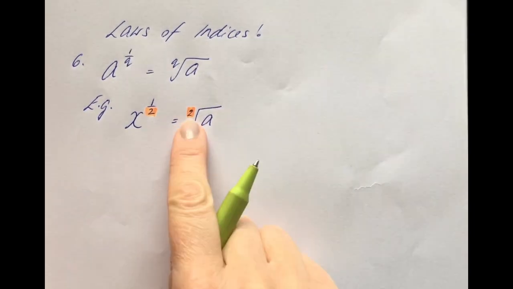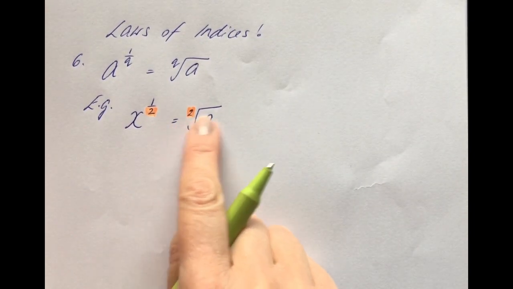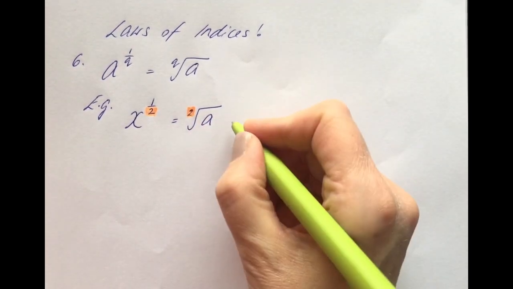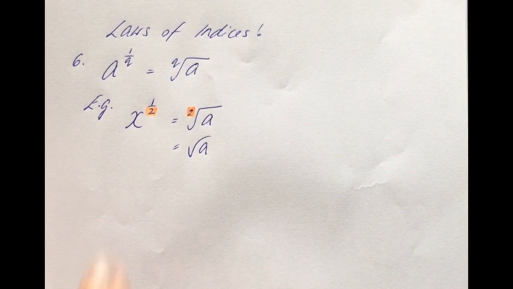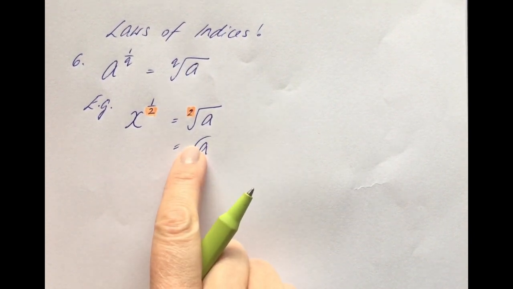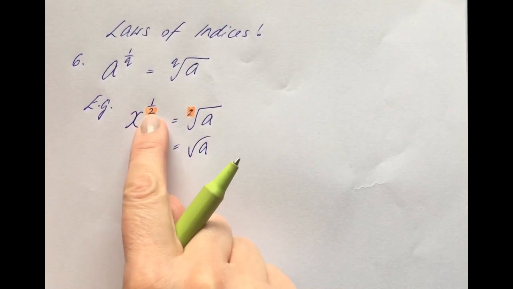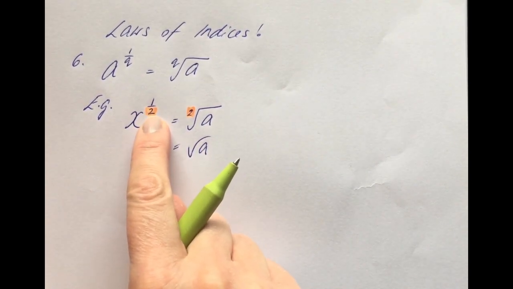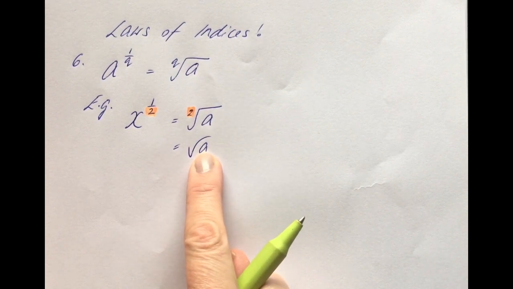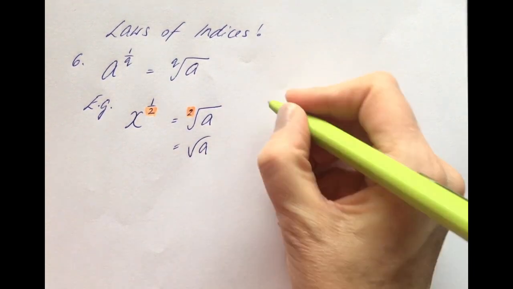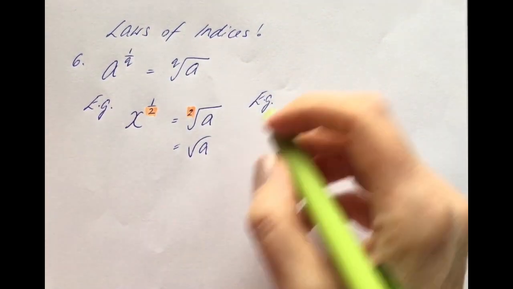Now, the thing with square root is we don't tend to write the 2 for square root. We always just tend to write it as root a. We don't tend to put the 2 there. However, the minute that denominator becomes anything other than 2, we do put the root in. It makes a huge difference. Let's jump straight to a numerical example so we can see exactly what's going on.